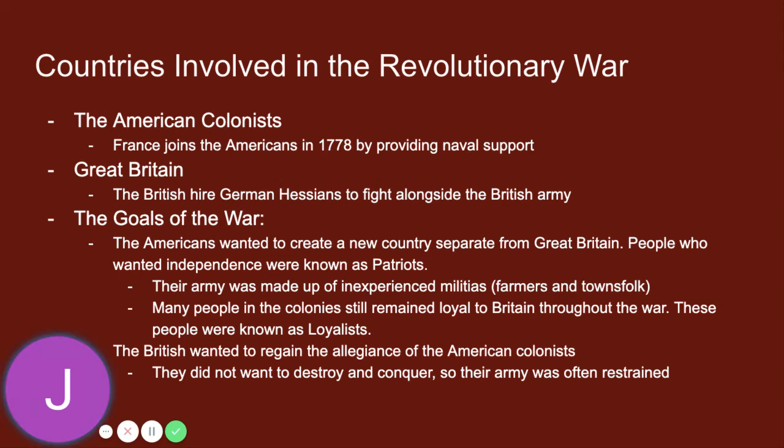The British wanted to regain the allegiance of the American colonists, and they did not want to destroy and conquer, so their army was often restrained. Through most of the war, the British still wanted the colonies to be a part of Great Britain, so they really didn't unleash the full power of their armies because they didn't want to destroy the colonies. They just wanted them to surrender so they could become part of Great Britain again.